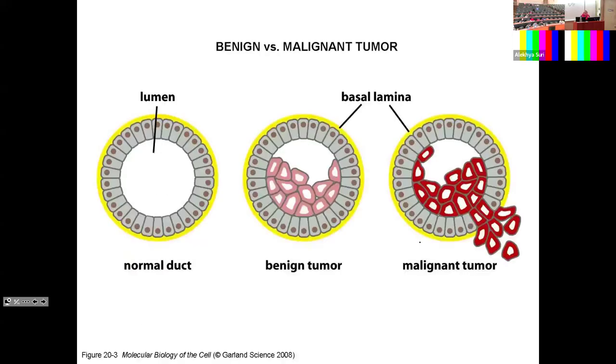As an example, I put the slides. It's very simplified here, but you can see this is a gland, but it could be like a mammary gland, for example. So you have this organization where the yellow is a specialized extracellular matrix.